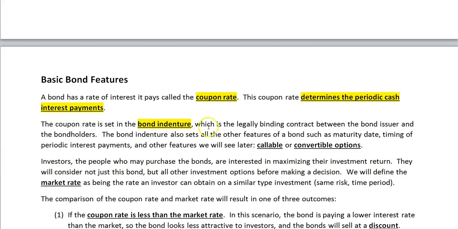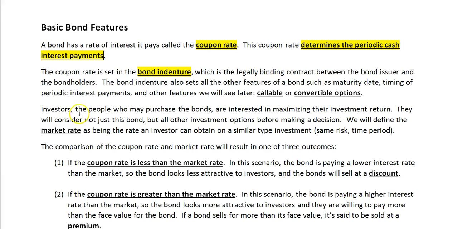It's set in the bond indenture. This is the legally binding contract between the bond issuer and the bondholders. So this is where all the terms are set out for the bond. Also, if they have other options such as callable or convertible options, it will be described in the indenture. We're going to see examples of these two types later.